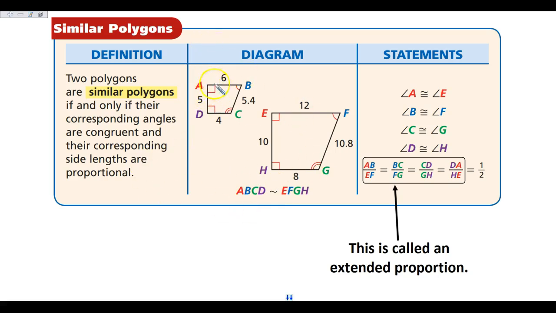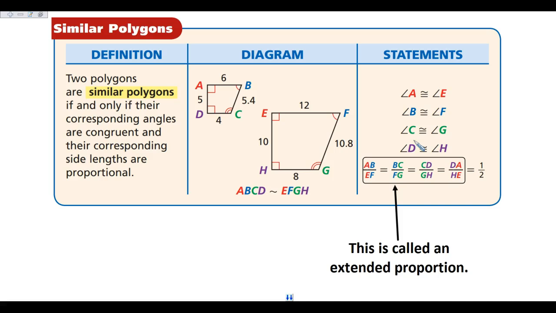So if I look here, angle A and E are corresponding angles, and they're both right angles, so they are congruent. Angle D and H, same thing. They both correspond, and they are congruent. B is going to correspond with F, they're congruent, and angle C is going to correspond with angle G, so they are congruent as well. So all my pairs of corresponding angles are still congruent.